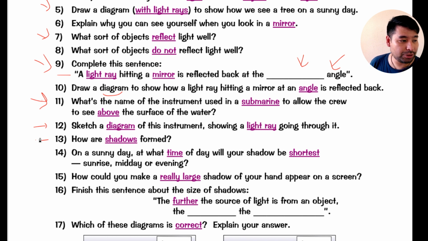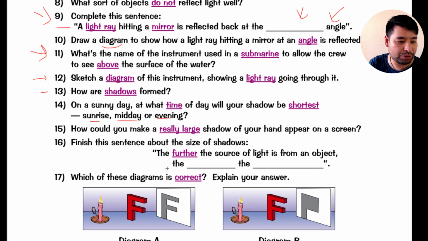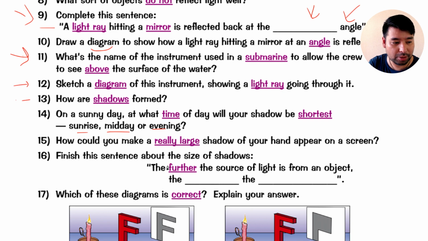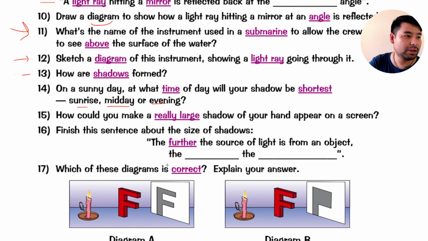14. Let's continue. On a sunny day, at what time of day will your shadow be shortest? Sunrise, midday, or evening? Which of these three periods of time do you think the shadow will be shortest? So answer that for me too, okay? And then it's just a little bit more. Let's go, guys. Let's go.